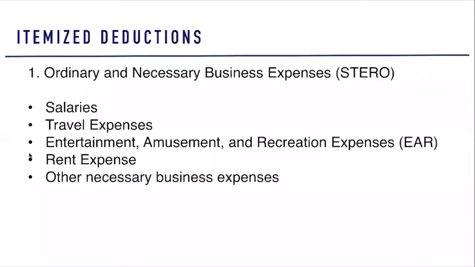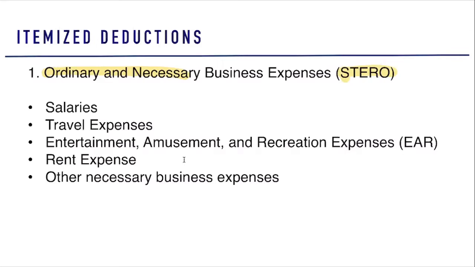is your ordinary and necessary business expenses. So we said before, one principle of deduction is that it must be ordinary and necessary for the business, and it must be actual or properly substantiated. So what are examples of ordinary and necessary business expenses? Our mnemonic here is ESTERO.